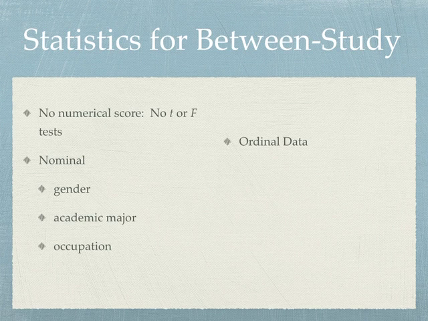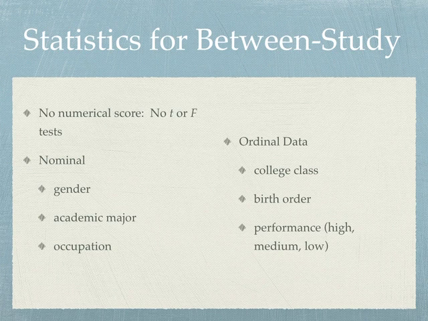The same goes for ordinal data. College class, are you a freshman, a sophomore, a junior, a senior? That's not something I can calculate a mean for either. Birth order, are you the first child, the second child, a third child? Those aren't things that you can calculate means for. Performance is another one, low, medium, high. In these situations, you're not going to be able to use a t-test or an F-test or an ANOVA. You're going to need to use a different statistical method.